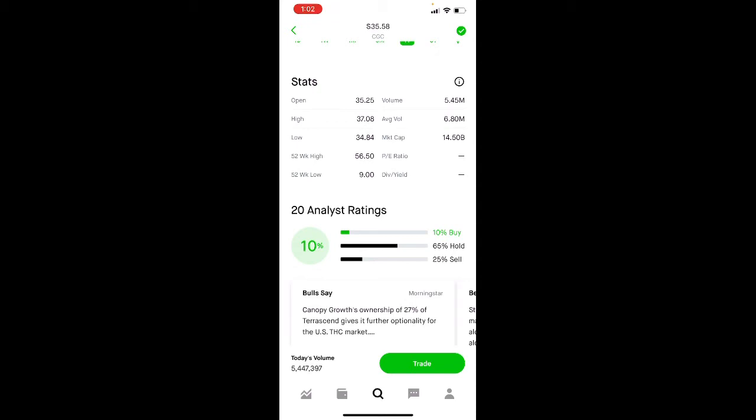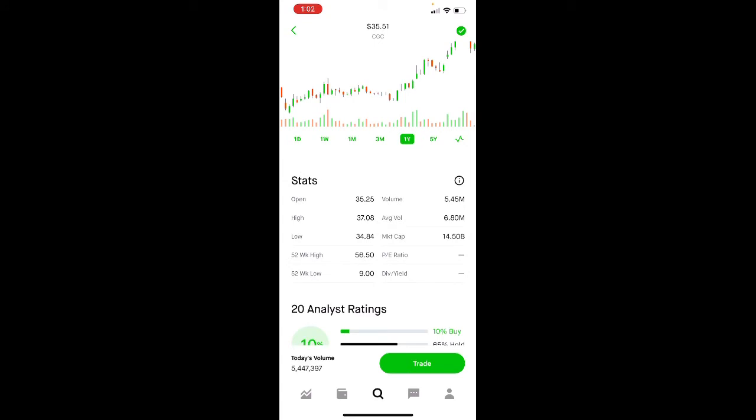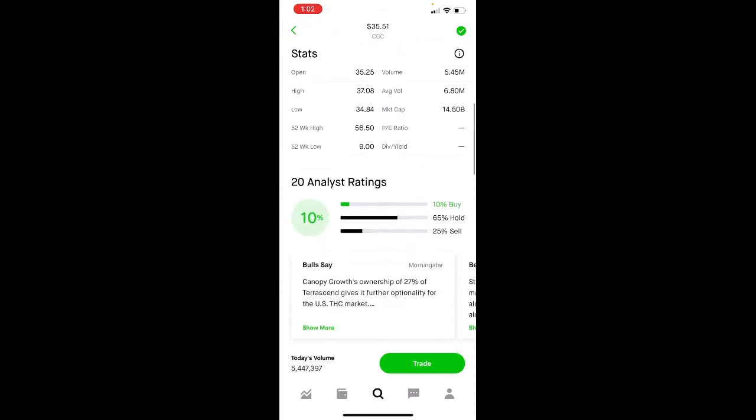And then we got the market cap. Market cap is how many shares are available of the stock. So 14.5 billion shares of this stock is available. And just thinking about that, at a share price of $35 or so, if there's 14.5 billion shares circulating, that can kind of give you an idea of how much money is being involved on the macro side of things.